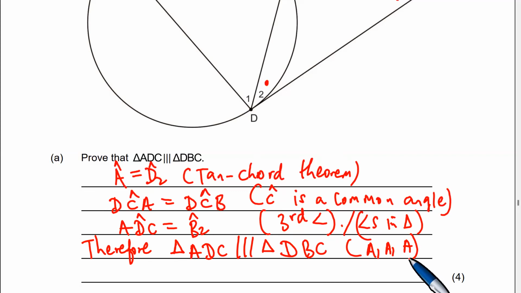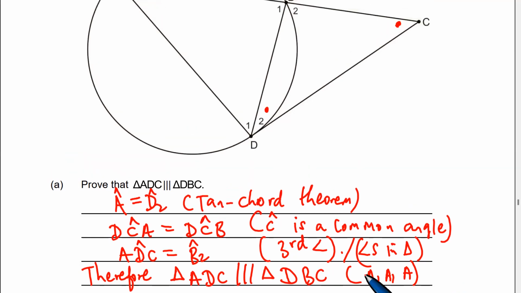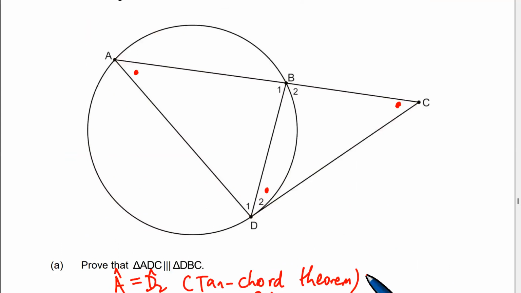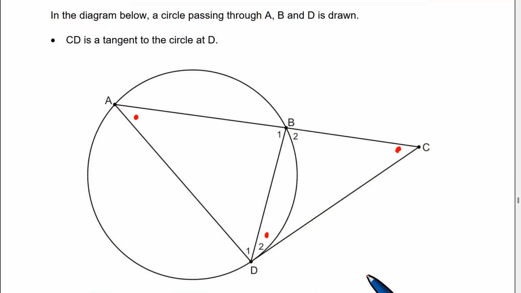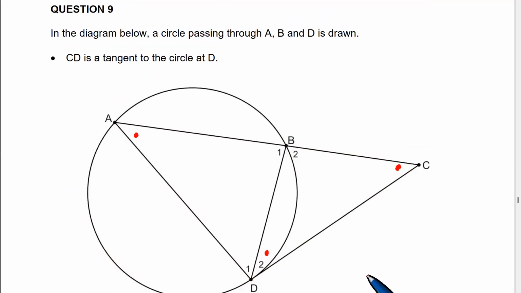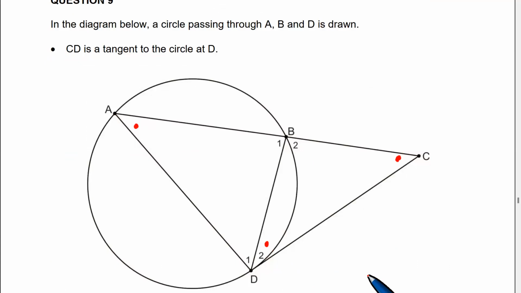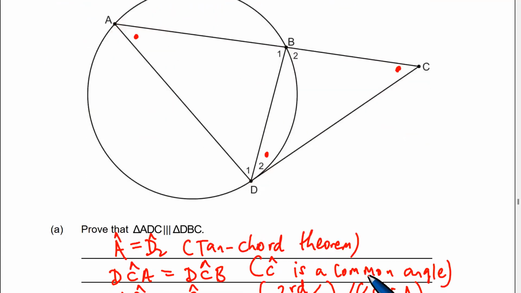Right, so we are in business. And therefore, we're just required to prove that the triangle ADC is similar to the triangle DBC. And we have proven that very clearly in a series of clear steps. And the proof is evident from the diagram given here, and the information given on question 9 in the IB paper 2017.